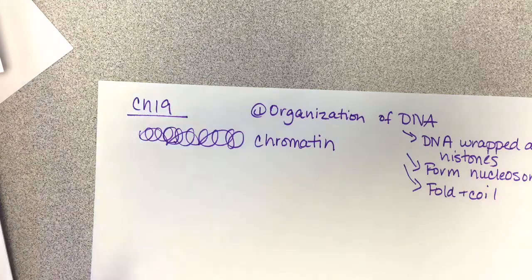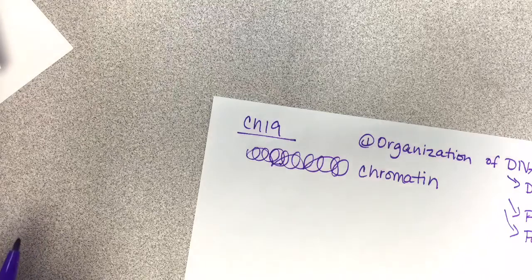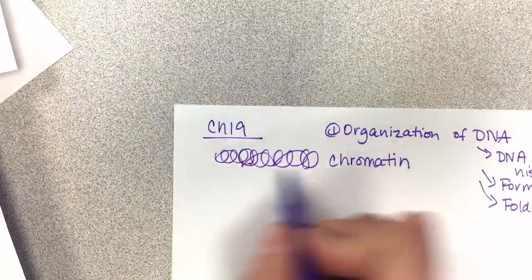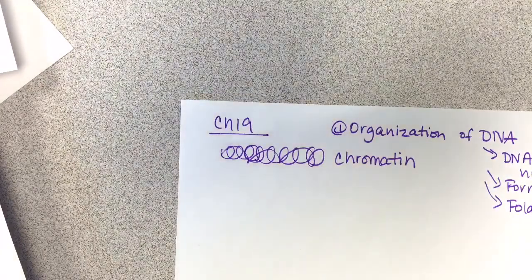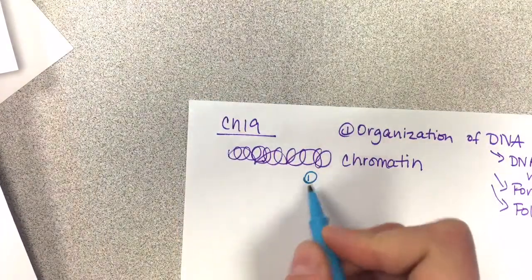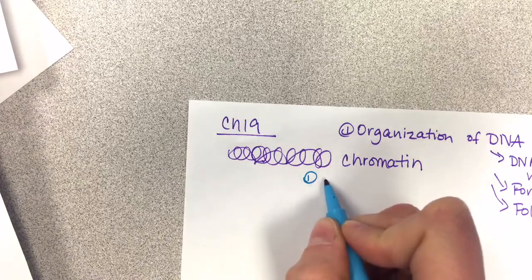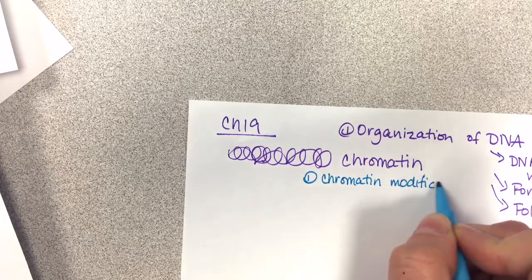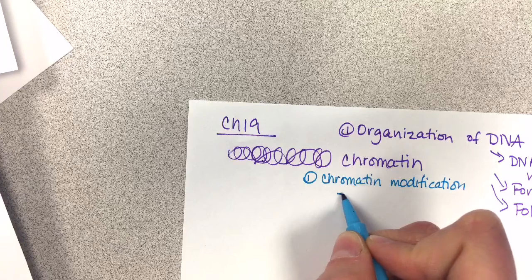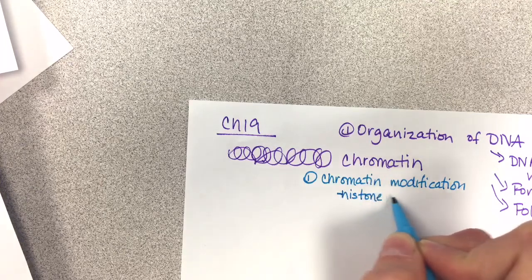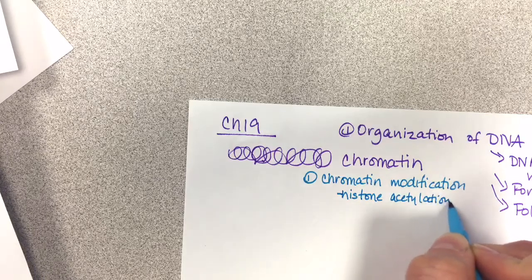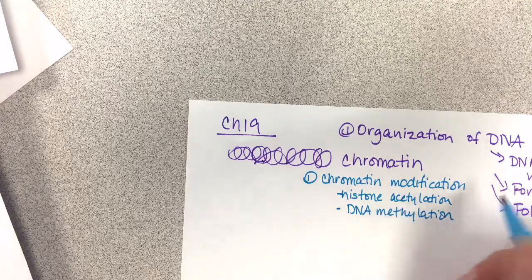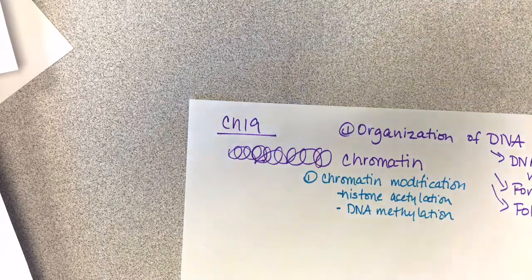So when we look at chromatin and the organization of DNA and how we turn genes on and off, one of the first things is the exposure of the gene. So the first level, I'm going to put in different colors here. The first way to expose genes is chromatin modification. So you need to review histone acetylation, and review DNA methylation. Okay, so that's going to either expose or not expose the DNA.